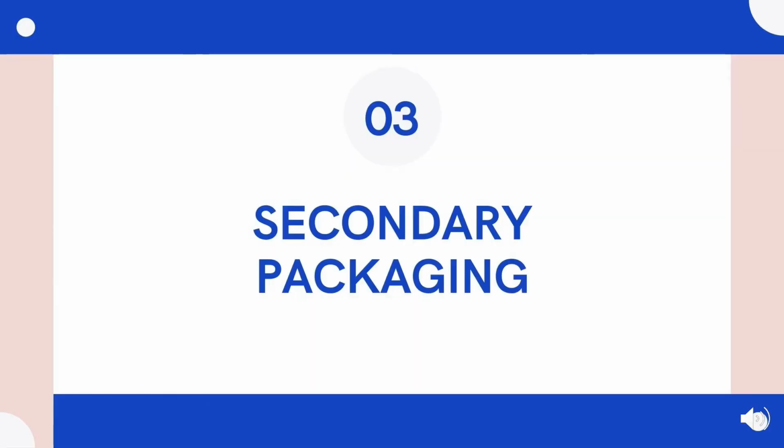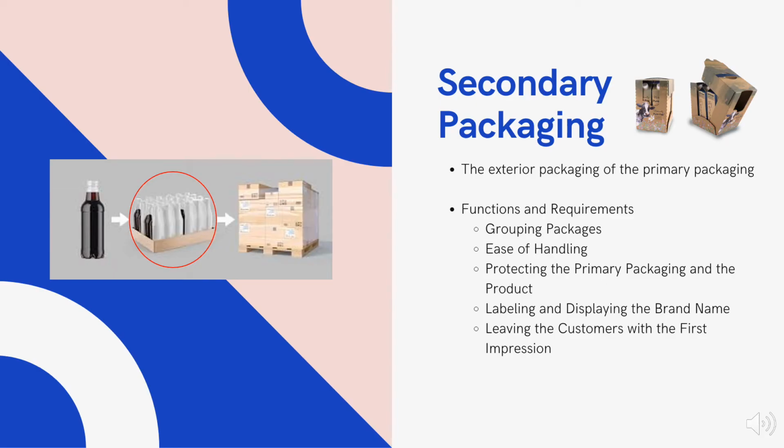It's time for secondary packaging, which is also very essential among those three types of packaging. Let's talk about what secondary packaging is first. According to McGuinness, secondary packaging is the exterior one of the primary packaging, and there are a few functions and requirements related to this type of packaging.